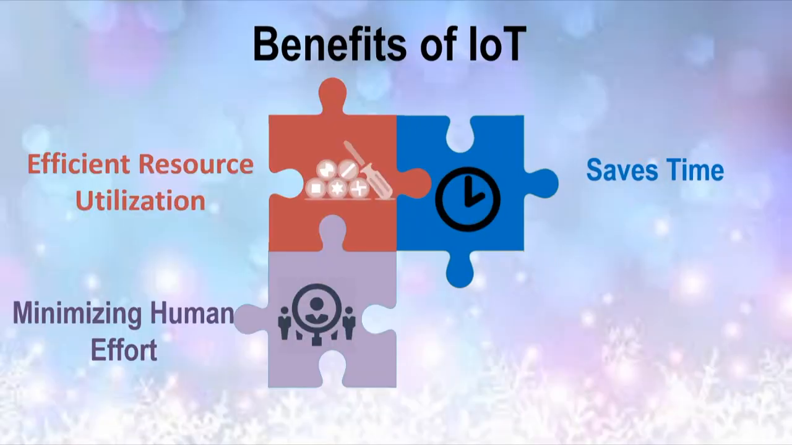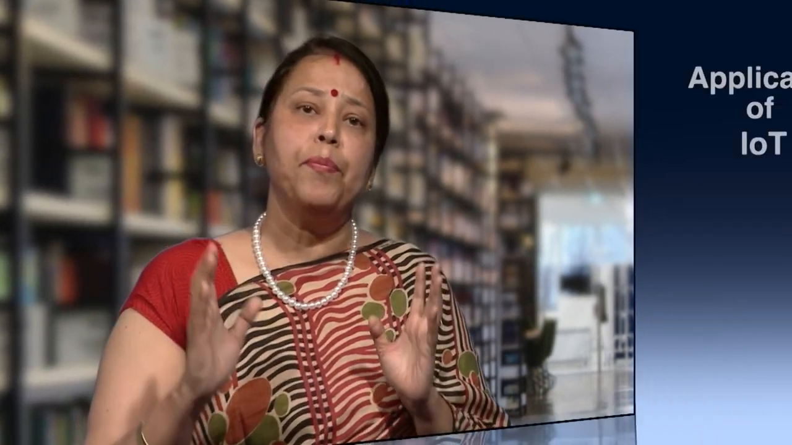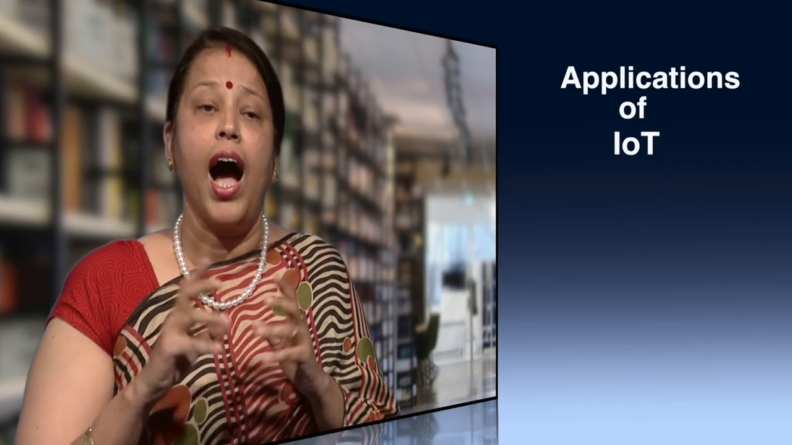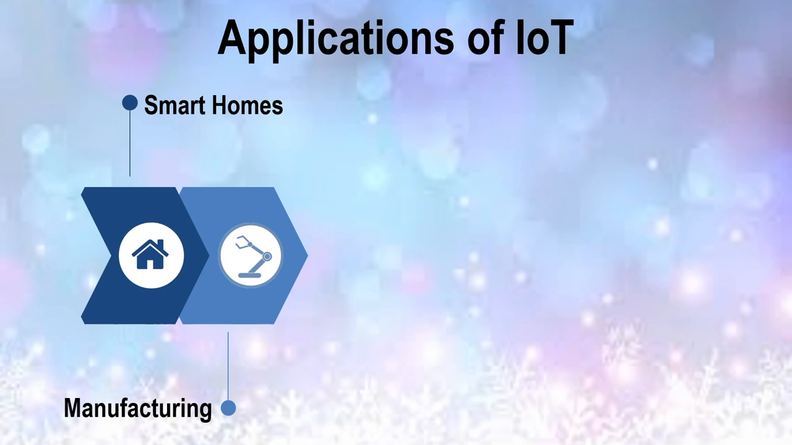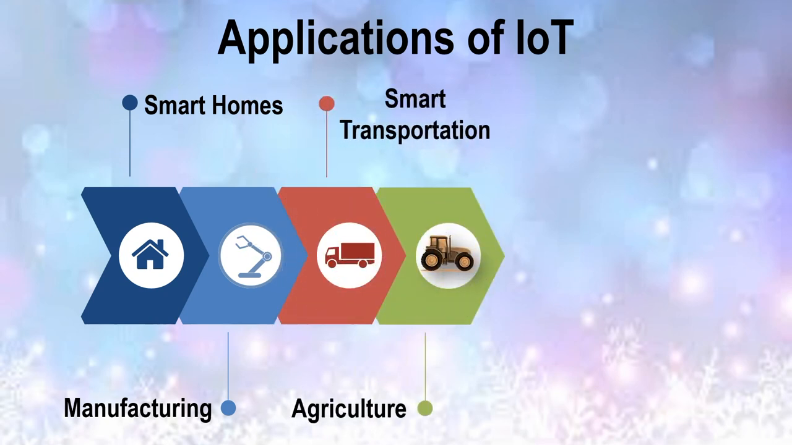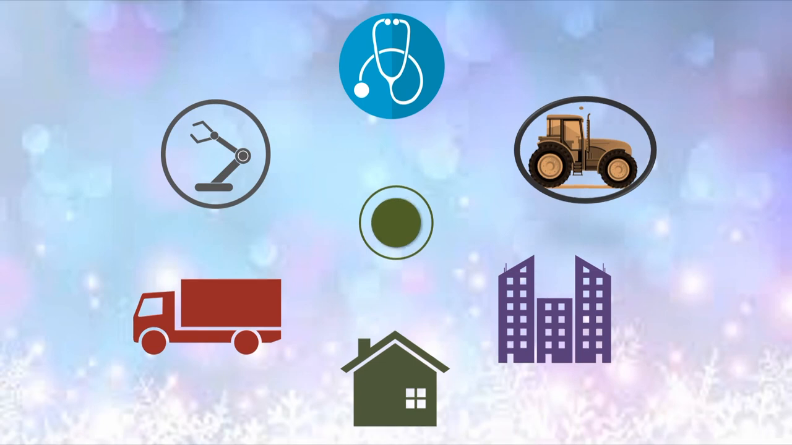The fourth advantage is that with the development of artificial intelligence, if we integrate artificial intelligence with IoT, then our systems get smarter. Now, let us see what are the applications in our daily life. IoT can be applied in smart homes, in manufacturing industries, in smart transportation, in agriculture, in smart buildings, and also in healthcare. As I have said, from this diagram, you can check how the objects are connected to each other with the help of sensors.